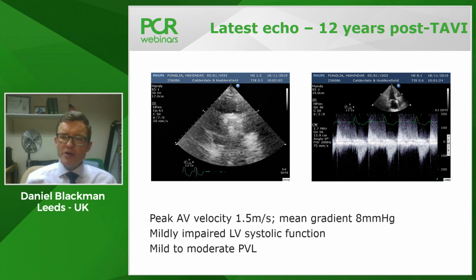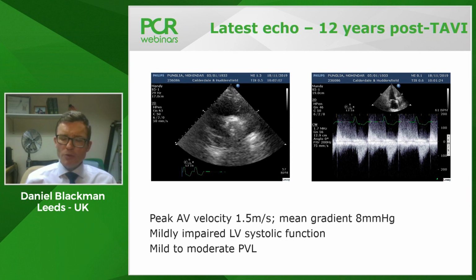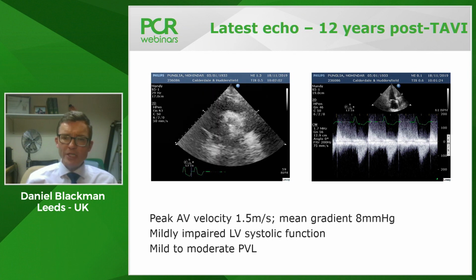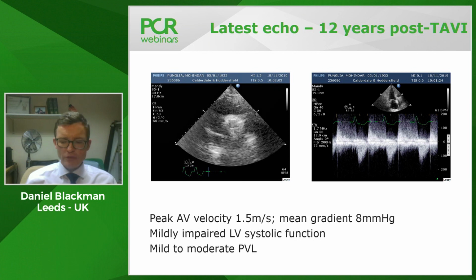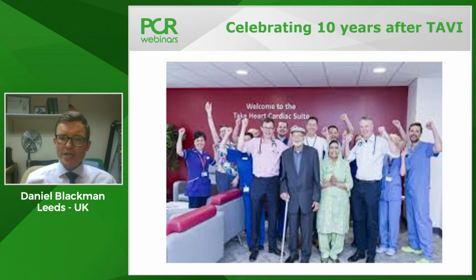He's got a mean gradient of 8 millimeters of mercury across that 12-year-old CoreValve. He's got mildly impaired LV systolic function, and he's got mild to moderate paravalvular leak, probably slightly better than what he had the day of the procedure in 2008. And this guy was the first patient in our center to reach 10 years post-TAVI.